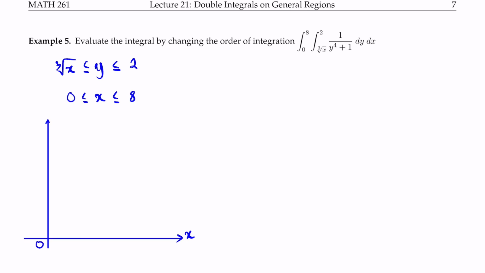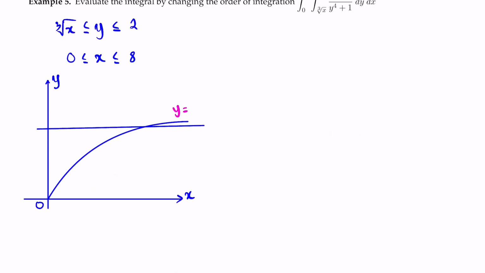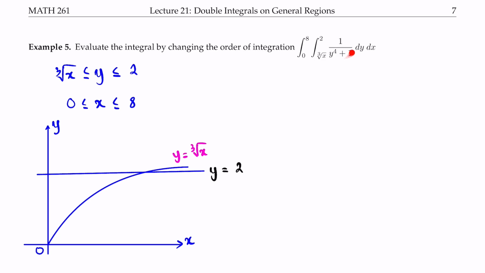This is x, this is the origin, this is y. So y equals the cube root of x, so the function will look more or less like this. y equals 2, so the curve is y equals the cube root of x, and the horizontal line is y equals 2. Because we evaluate the double integral with respect to y first, the domain of consideration has to be the vertically simple domain. So you can put in the vertical line here.